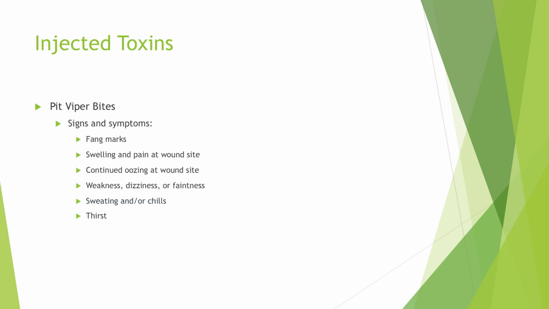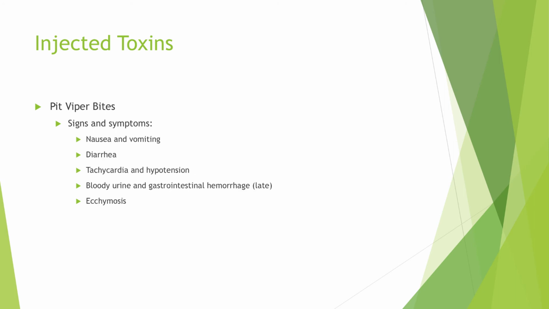You're going to have fang marks. You're going to have 2 puncture wounds. You're going to have swelling and pain at the site. Continued oozing. You start getting weak and dizzy and faint. Sweating, chills, and thirst. Nausea, vomiting, because we got poison. We're trying to get rid of it. Poisons. That's why you have nausea, vomiting, and diarrhea. Tachycardia going into hypotension. Bloody urine. It's all that. It's all fibrinolytic, right? In late stages.